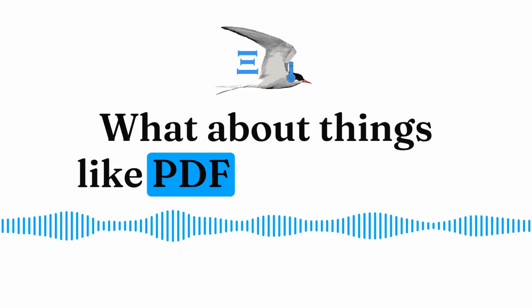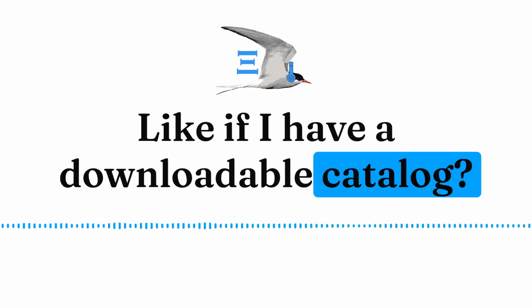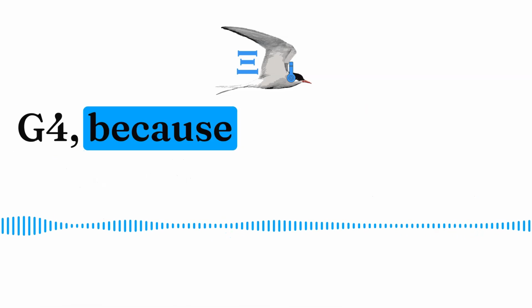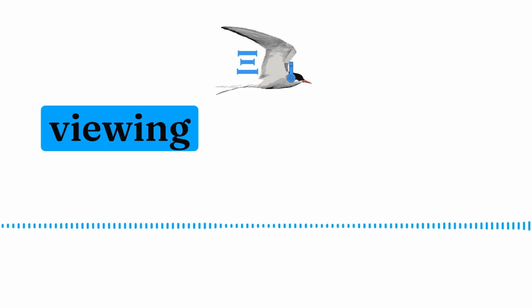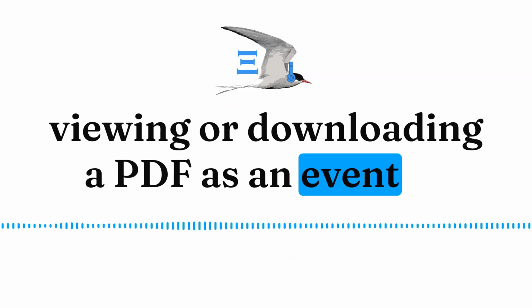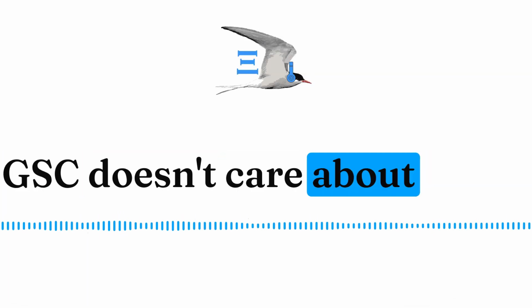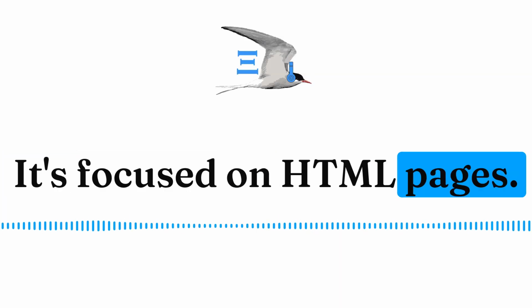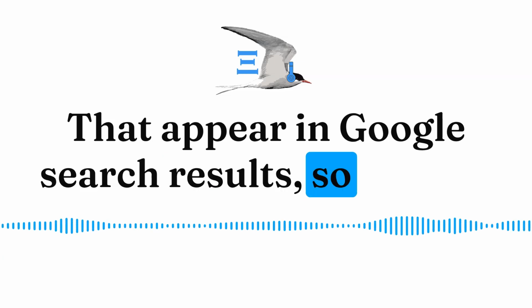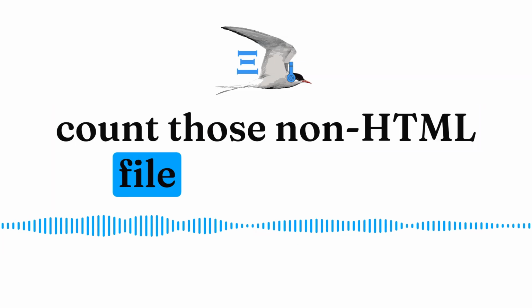What about things like PDF downloads? Like if I have a downloadable catalog? Good point. GA4, because it tracks events on your site, can count viewing or downloading a PDF as an event or page view if you set it up. GSC doesn't care about PDFs. It's focused on HTML pages that appear in Google search results, so it won't count those non-HTML file interactions.